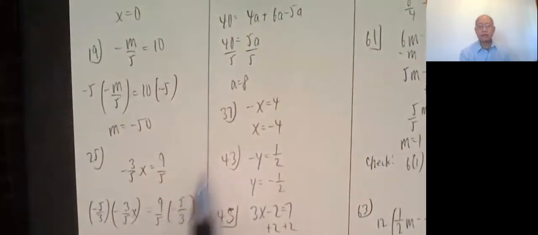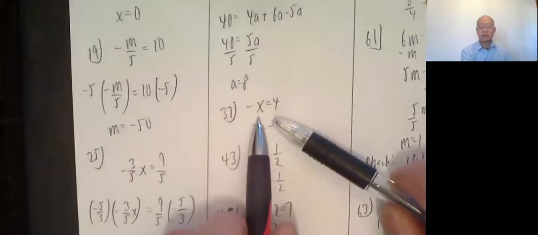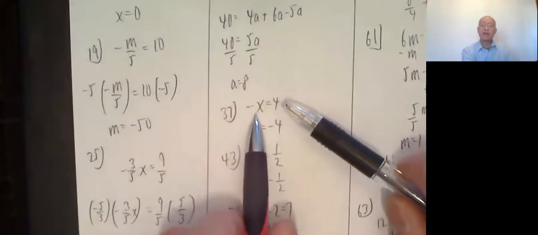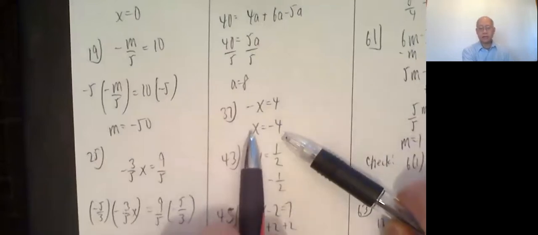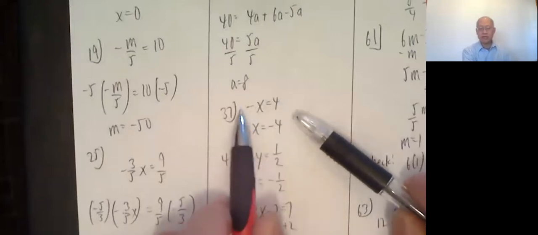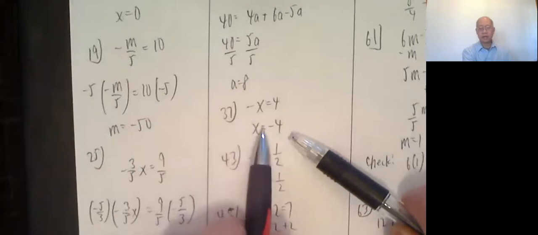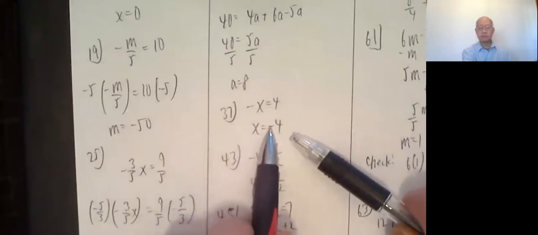Okay, 37 and 43. The step that you're taking when you just have negative x equals 4, you would multiply both sides by negative 1. But that's an easy step. Normally, you just go straight to this. Okay, so I could say multiply by negative 1, multiply by negative 1, but that's an easy step. All you do is just move the minus sign over here. So x is equal to negative 4. That's all there is to it.